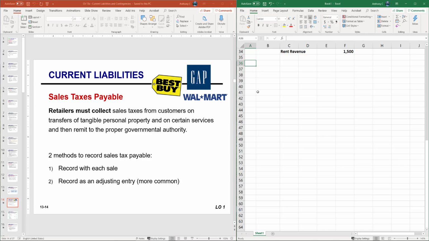So the more common method is to first record our sales tax and recognize it as sales revenue, and then at the end of the period, we make an adjusting entry to take our sales tax out of our sales revenue and finally recognize the payable. I realize that's probably kind of confusing, so let's just go through an example, which will be easier to see what's going on.